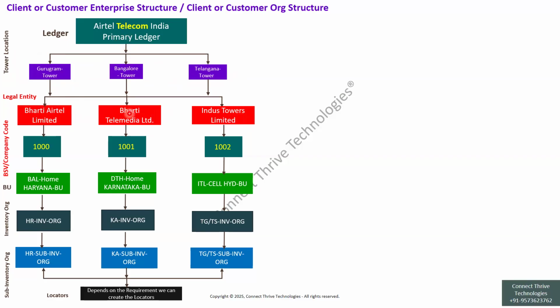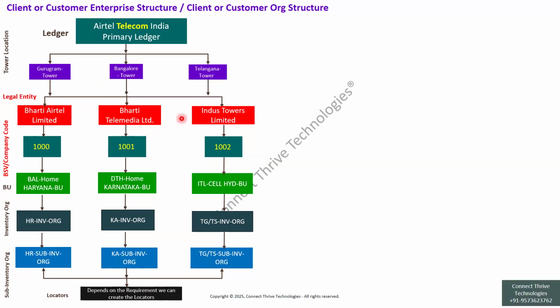Under that, wherever in a state they need to install a mobile tower or locations or any stores, that many BUs will be created, and then company codes, inventory racks, sub inventory racks and locators they will create depending on the requirement. They will not create a legal entity again and again for each location. These are fixed. That's it. They have three legal entities.